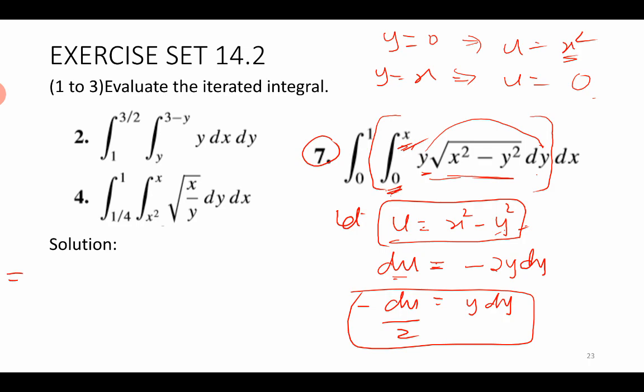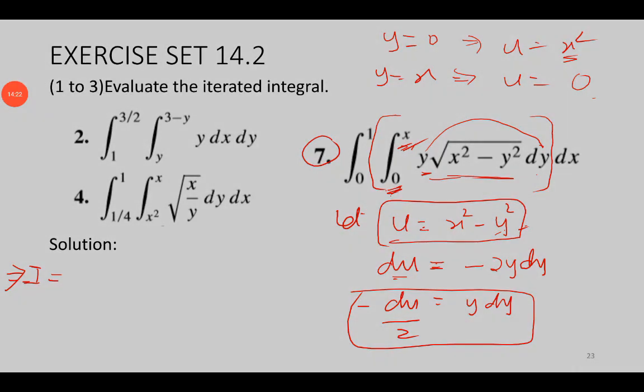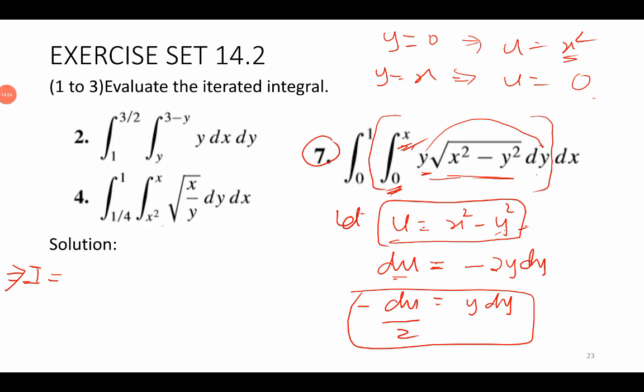So now what happens here is, now we'll start the integration. Now the outer integral remains 0 to 1. The inner integral becomes x squared to 0. This will be y, and dy will be here, it's a negative du over 2. Under the square root there is u, so u to the power half. That is it. So keep negative 1 over 2 outside.